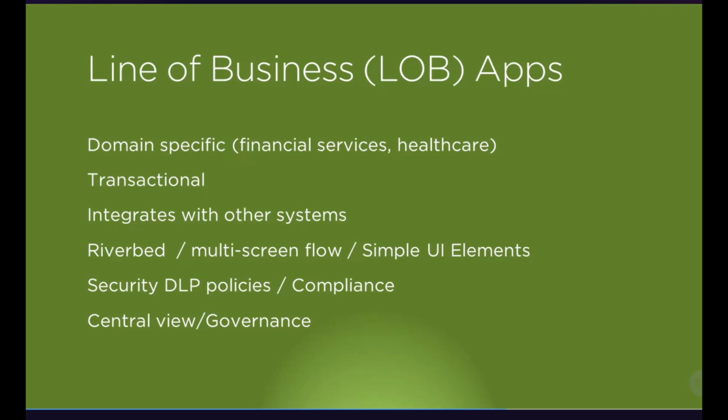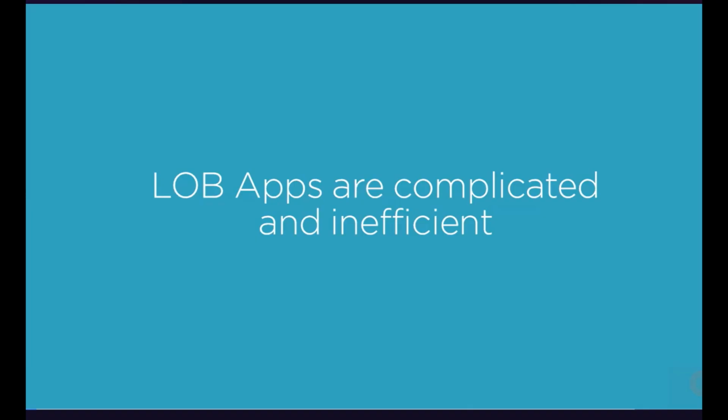Anytime we talk about business applications, we have to think about compliance. We have to think about policies like data loss prevention or the DLP policy. We also have to think about governance, which means we want a central view of these applications, providing people access with these applications, and giving them access rights, etc. So these are the key characteristics of a line of business application. Let's look at some of the challenges we face with these line of business applications next.